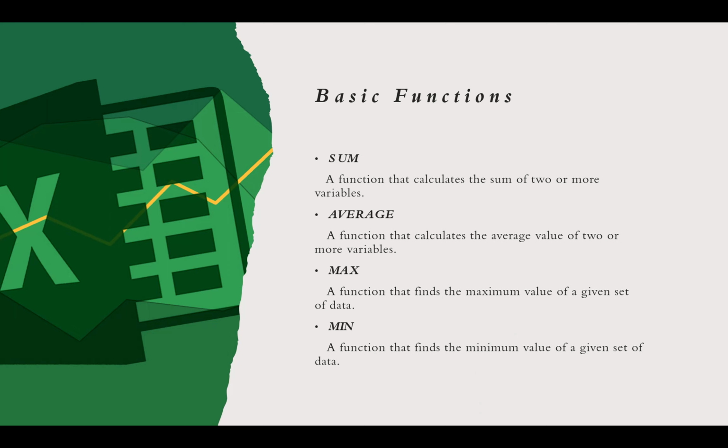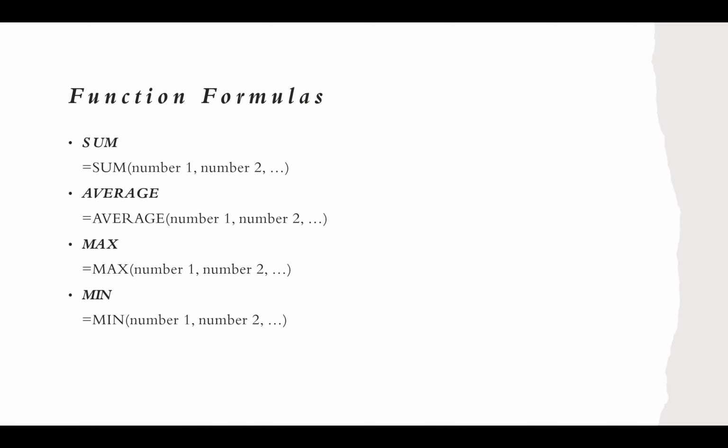So after knowing the basic definitions of these functions, let's look at their formulas of how we actually perform them. By performing these functions in Excel, we need to type in the correct formula. So for sum function, the formula is equals sum, and in the parentheses, we want to put in the numbers that we want to find the sum value of.